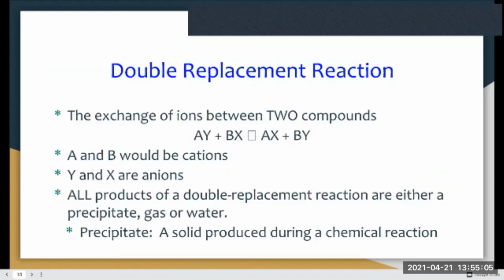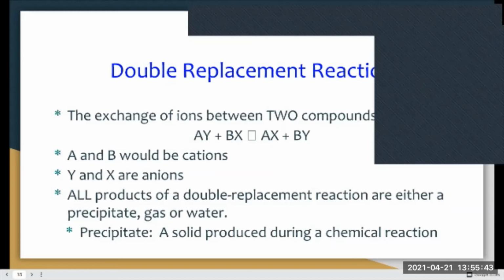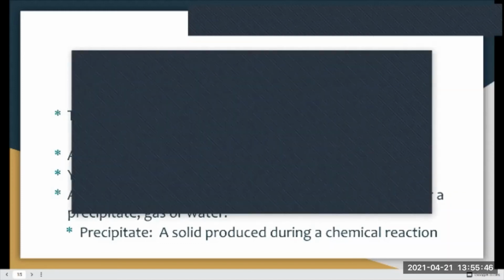So let's talk about double replacement reactions because these are very interesting beasties. So you're adding two ionic compounds which switch your anions. So A and B are cations, Y and X are anions. Now, when we're talking about ionic reactions, I know all products of double replacement reactions are either a precipitate, gas, or water, but that does not mean that AX and BY are both going to be precipitate, gas, or water. Those are the only products available if it makes a product. So let's look at what this will look like in your reaction.